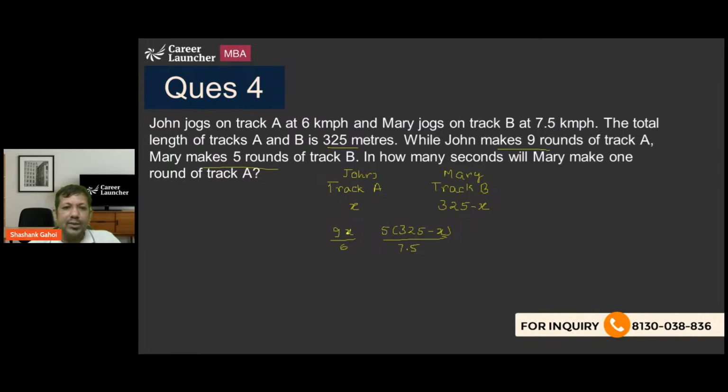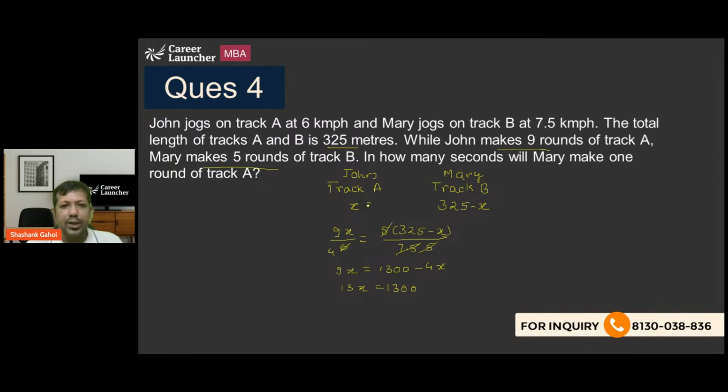So the time taken by John to cover 9x is 9x upon 6, and the time taken by Mary to cover this distance is going to be 5 times this upon 7.5, right? So I'm just equating it. This is going to be 4, and the 5 cancels out. So what I'm going to get is 9x equal to 1300 minus 4x. So 13x is equal to 1300. So x comes out to be 100.